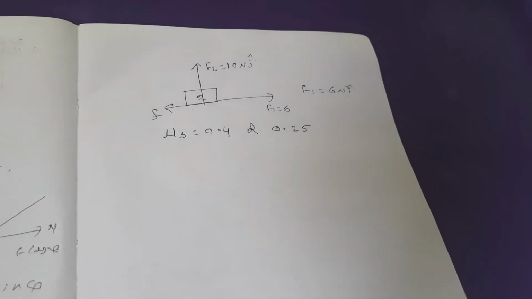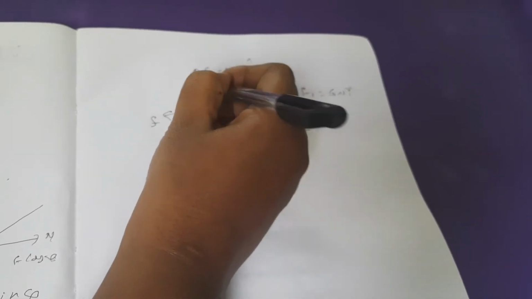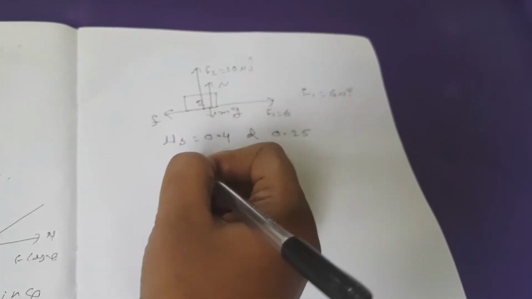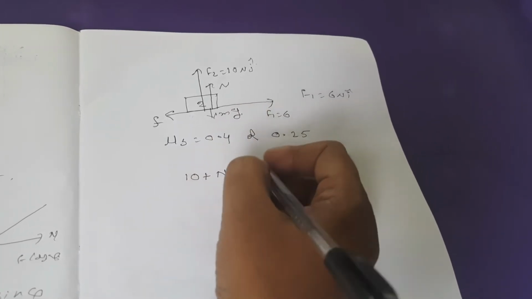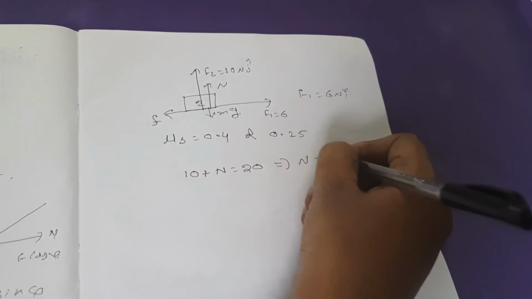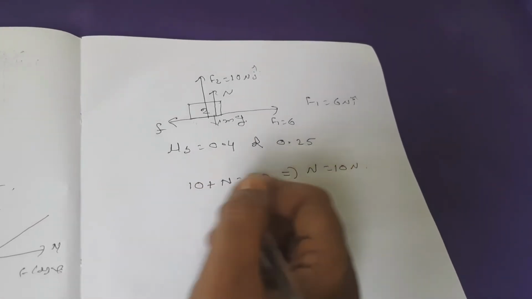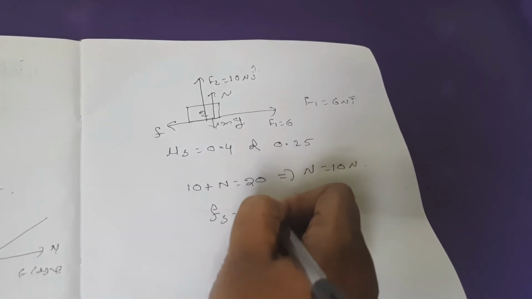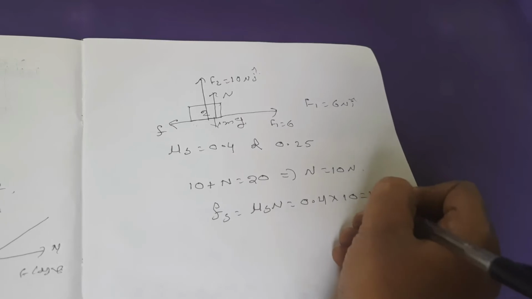Here also we can consider the upward force and downward force. First of all, the normal reaction is acting upwards. Weight is acting downwards. Upward forces: 10 plus N equals 2 into 10, which is 20. From this, the normal reaction is how much? 10 newtons. This is the normal reaction. Like that, here static friction is applied, so we can find out fs equals mu s into N. Mu s is clearly 0.4, into N which is 10, gives 4 newtons. Look here.